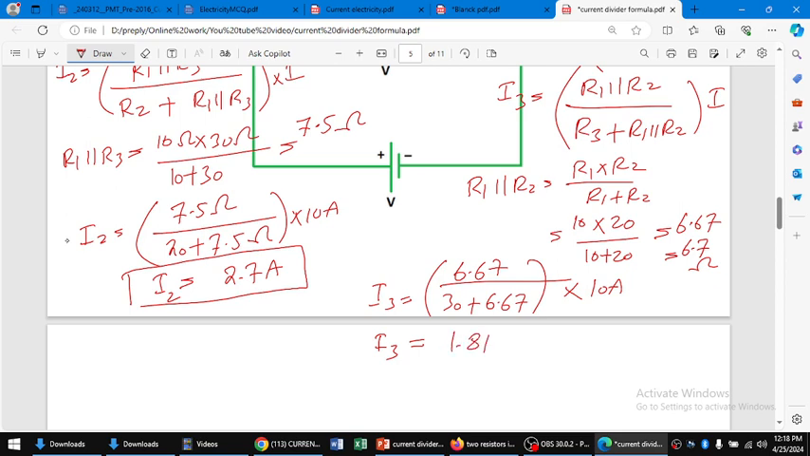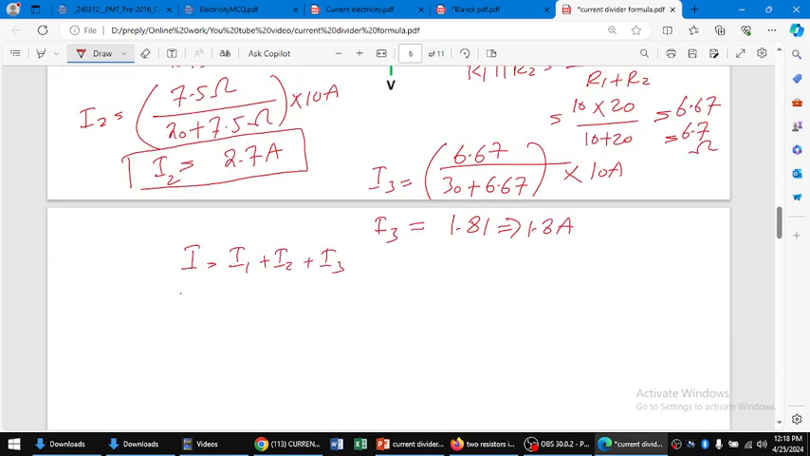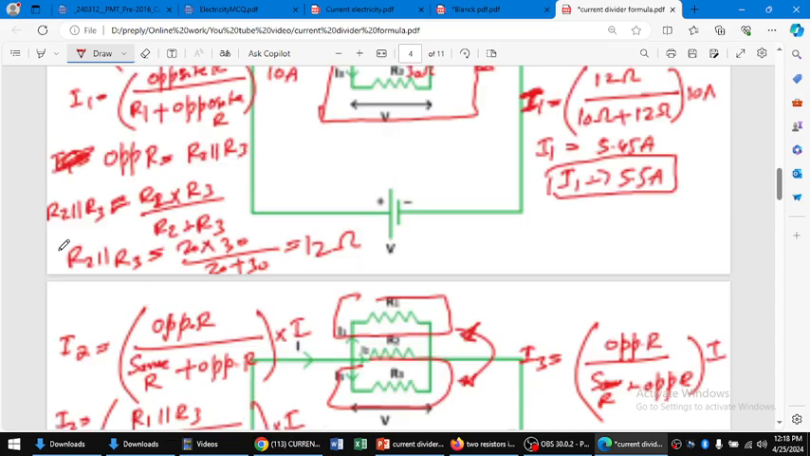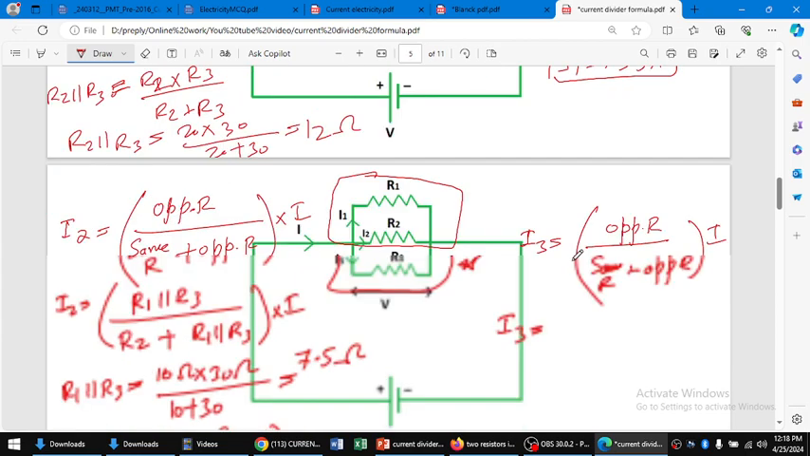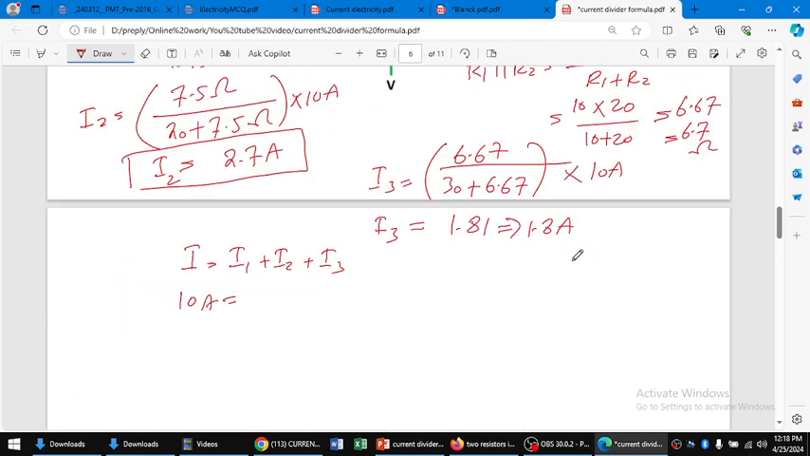So we solve for I3, which is equal to 1.81, or 1.8 ampere. Now if we add all these currents, I is equal to I1 plus I2 plus I3, we must get the total current of 10 ampere. Quick check: I1 is 5.5 ampere, I2 is 2.7 ampere, and I3 is 1.8 ampere. So we check that 10 ampere is equal to 10 ampere. The total current is the same.